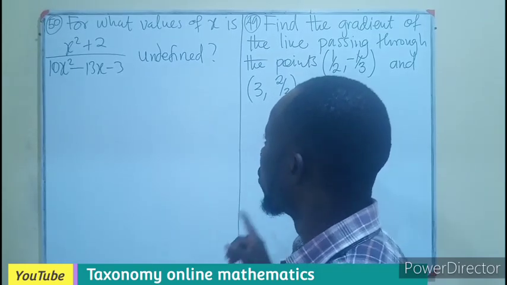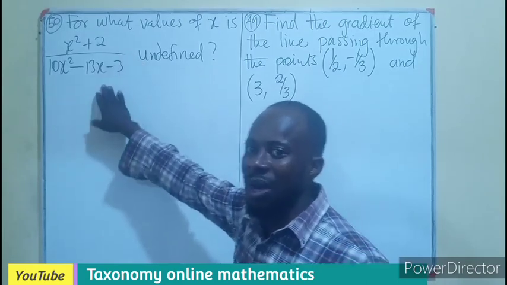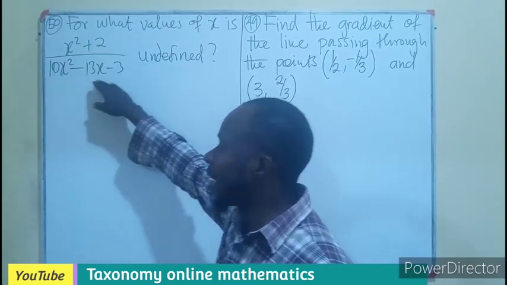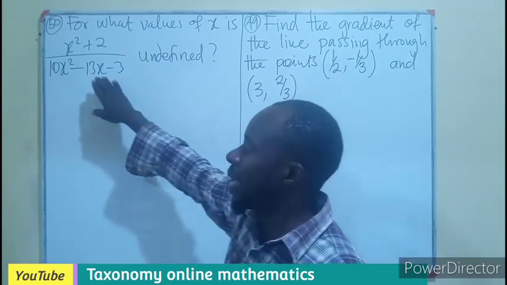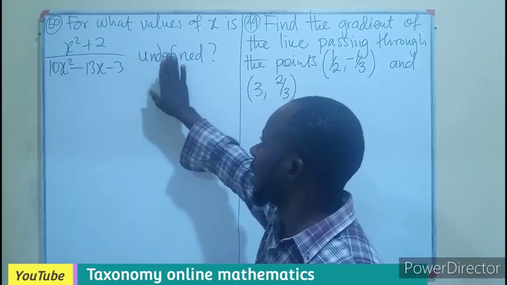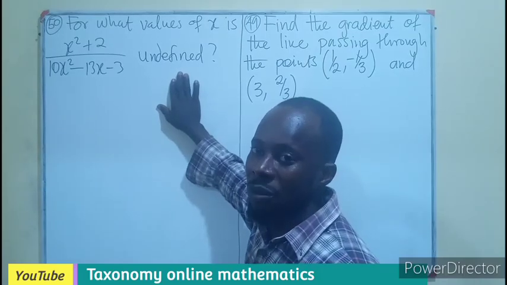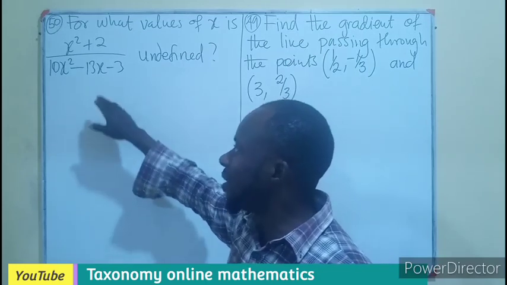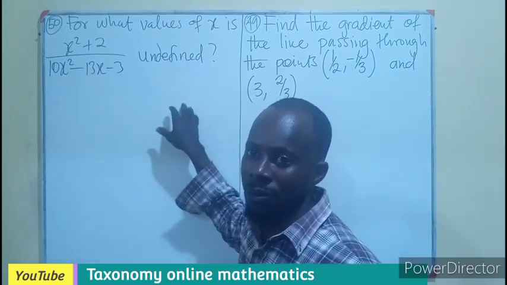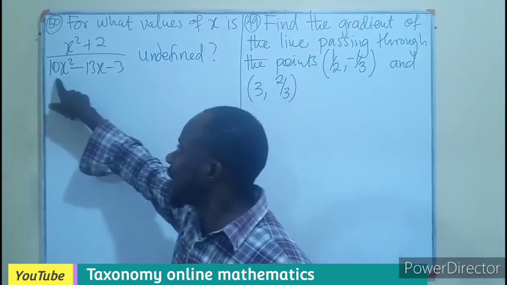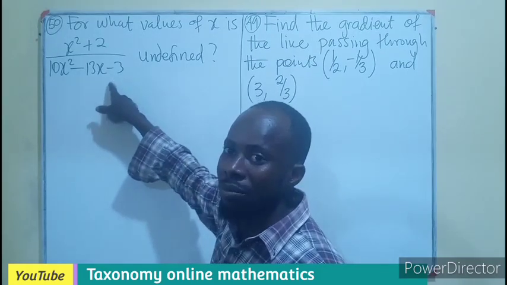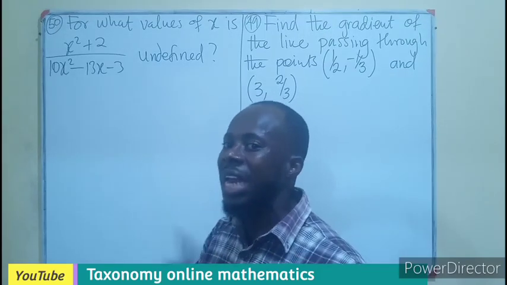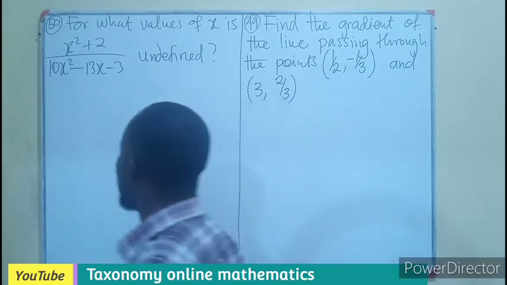For what values of x is this expression (2x squared plus 2) divided by (10x squared minus 13x minus 3) undefined? Before an algebraic expression can be undefined, the denominator must be 0. The moment the values of x put into this make the denominator 0, the whole expression becomes undefined. So let's find those values of x.